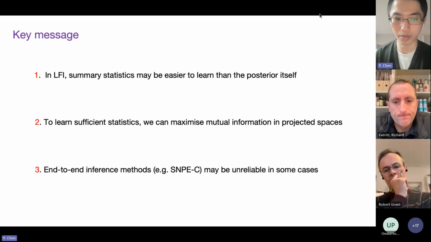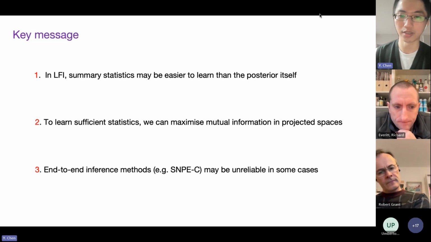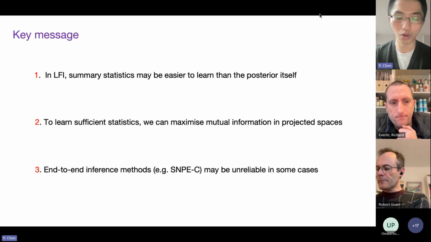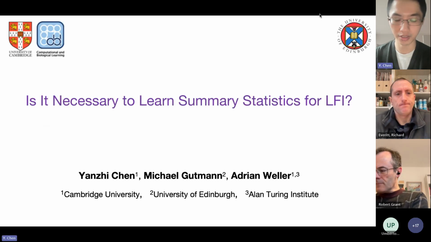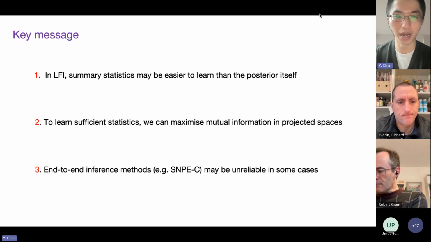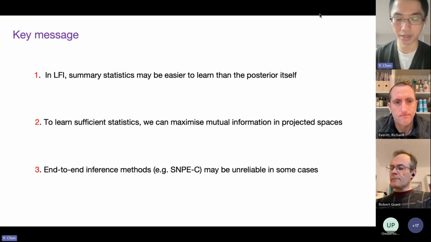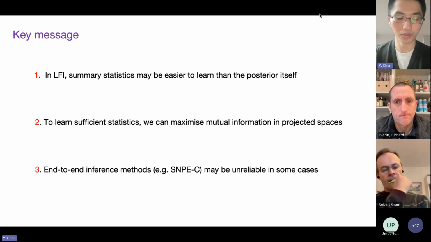The third discovery is that we identify some failure modes of these end-to-end inference methods, such as SNPE and SNRE. So putting all this together, we want to answer the question in this title a little bit by saying that maybe learning summary statistics may still have a market in LFI.